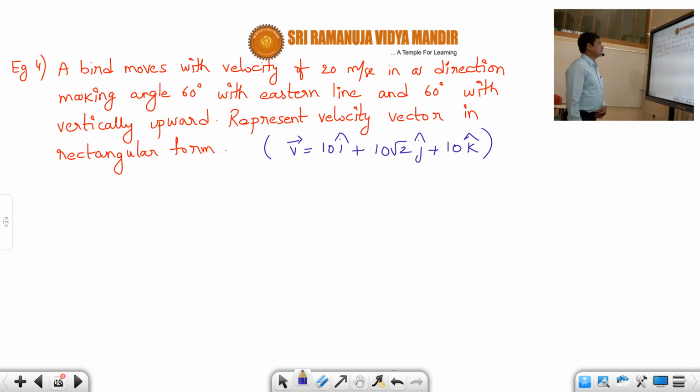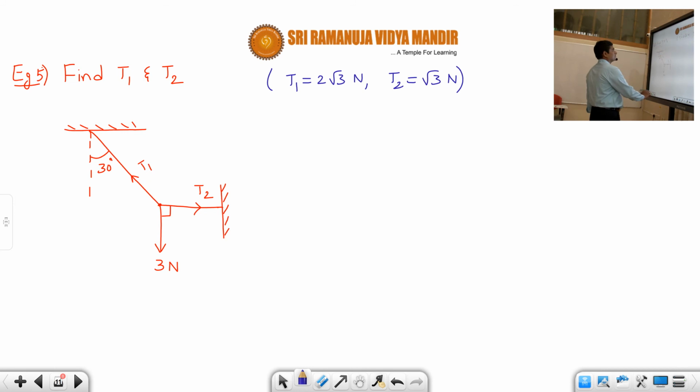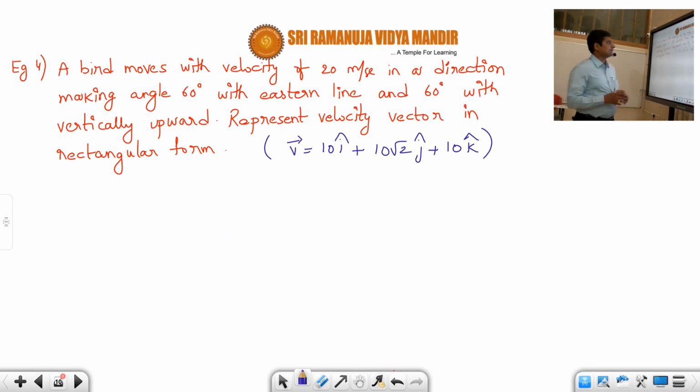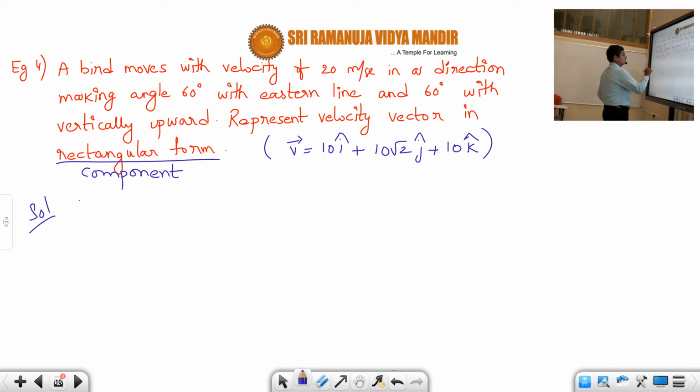And next one: a bird moves with a velocity of 20 meters per second in a direction making an angle of 60 degrees with the eastern line and 60 degrees with the vertically upwards. Represent the velocity vector in rectangular form. Rectangular form is nothing but called component form, students. Okay. So now let us see, students. First of all, this is based on directional cosines.